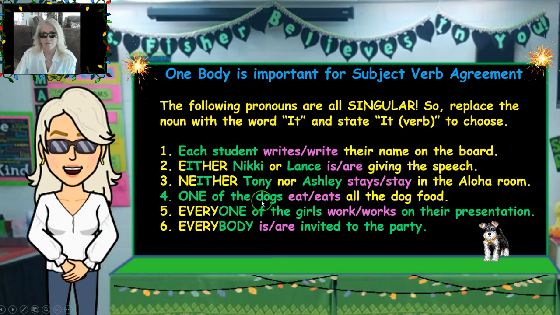The next sentence. One of the dogs, you see one, so we know, what do we have to do? Delete this prepositional phrase. Eat or eats all the dog food. Turn it into it. What would you say? It eats or it eat all the dog food. Every one of the girls work or works on their presentation. When we see everyone, we delete this preposition because we know that's always going to be singular. It, work or works, what would you choose? Everybody is or are invited to the party. Once again, this sentence is singular. Which one would you choose, is or are?